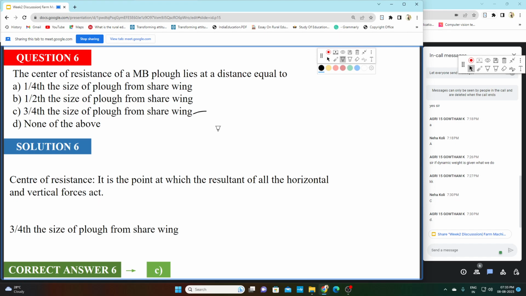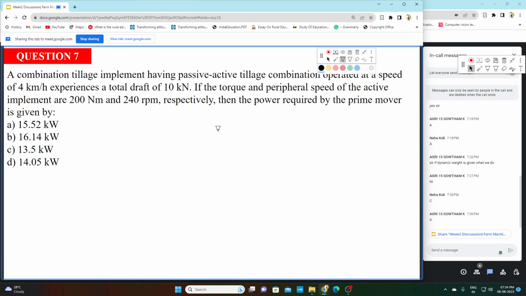So I hope this is clear. So let me move to the next question. Okay, so again we got a numerical here. So what is this telling? It is telling a combination tillage implement. So let me highlight this first. Combination tillage. Okay, having a passive active tillage combination.